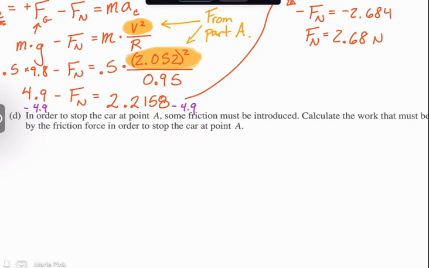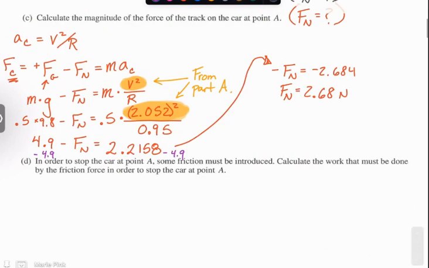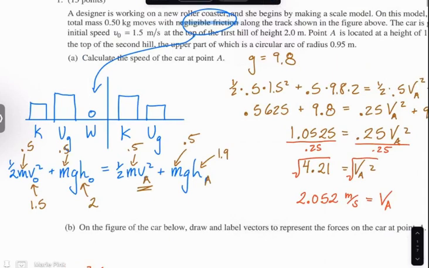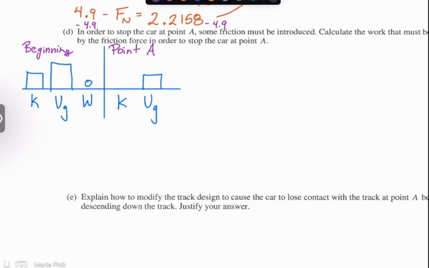Yay! All right, so now it says in order to stop the car at point A, some friction must be introduced. Calculate the work that must be done by the friction force in order to stop the car at point A. All right, so I'm going to go back to my original thing up here. Originally we had kinetic energy at point A because it was still moving. But now it says we need to have it not moving at that point, which means my kinetic energy is going to be 0. So in order to make it stop, we're going to have to add some friction.